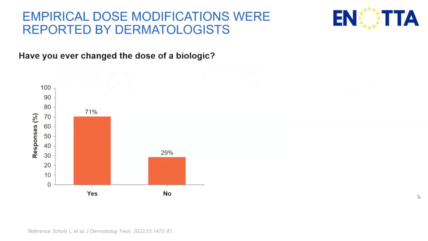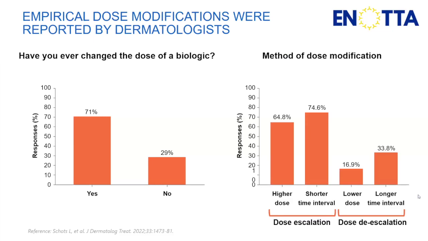So we were interested in whether dermatologists themselves prescribe only by the standard dosing regimen, or whether they already try to change the dose of a biologic. We did a survey among our dermatologists at the Congress and also online, and the majority confirmed they do change the dose of a biologic. When we had a closer look and asked how they do the dose change, mostly it was dose escalation, and to a lesser extent dose de-escalation. And here you can see it's mostly by playing with the time interval.